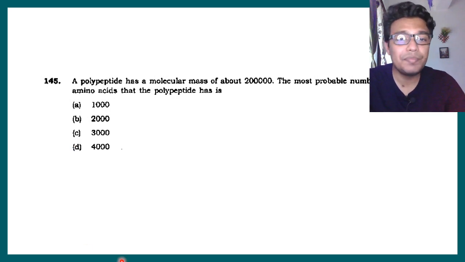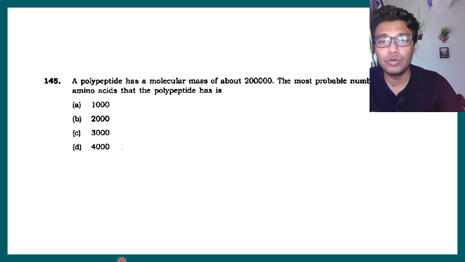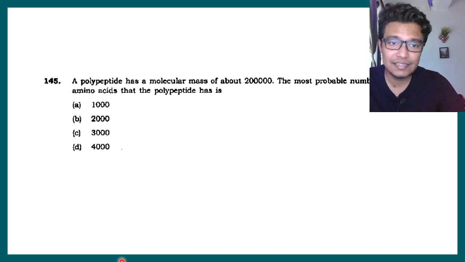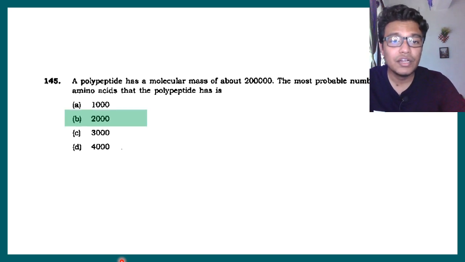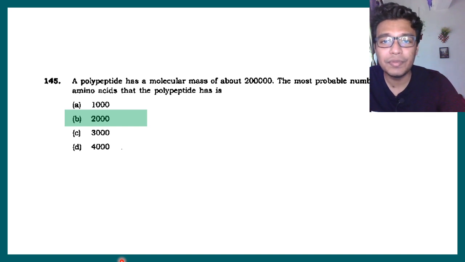Okay, a polypeptide has a molecular mass of about 200,000. The most probable number of amino acids that this polypeptide has is among these given numbers. How to go about this problem? The correct answer would be 2000, because roughly you have to divide it by 1000 and you would get an overall number.